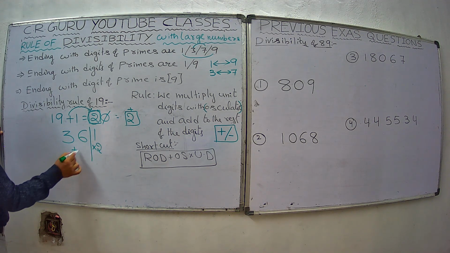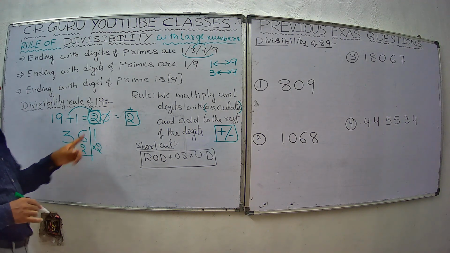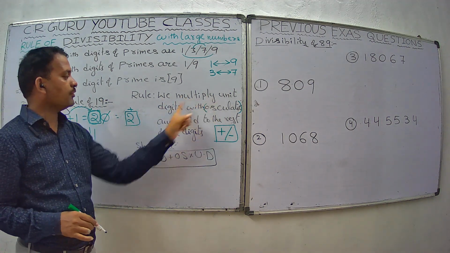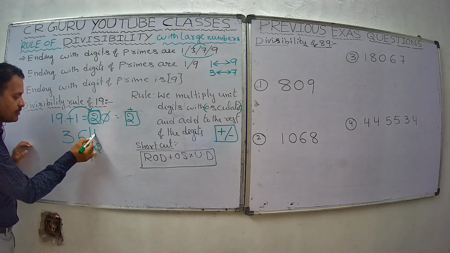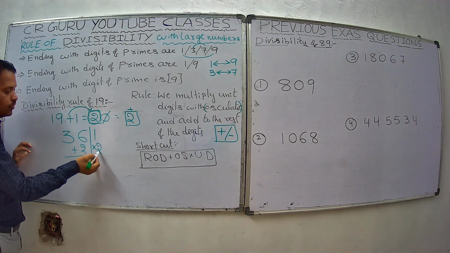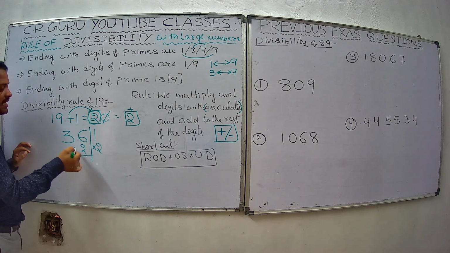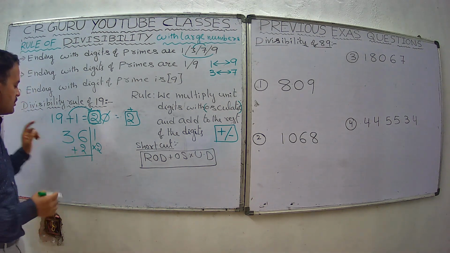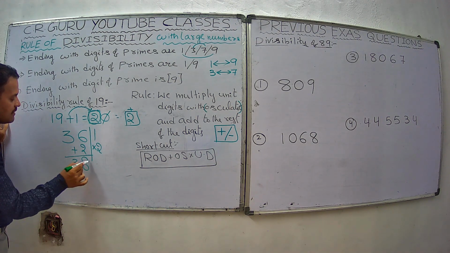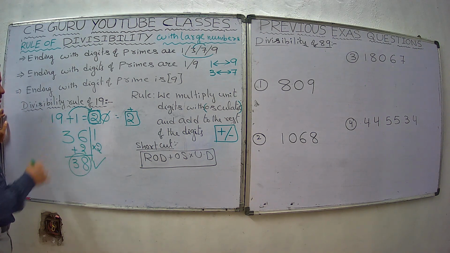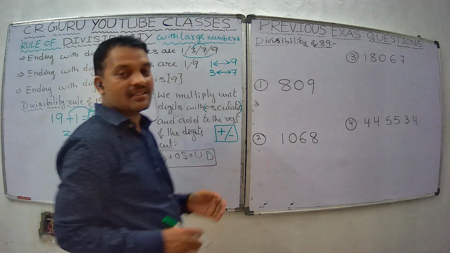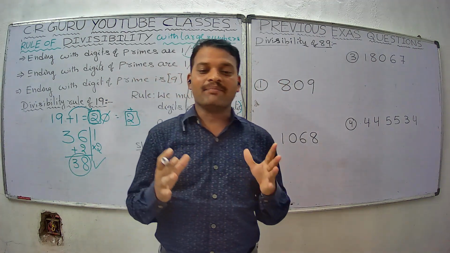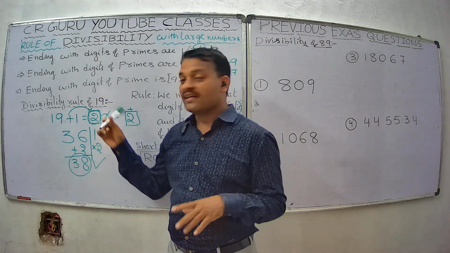1 twos are 2. Now add it to the rest of the digits. We multiply the unit digit with the oscillator, 2, and then add this result to the rest of the digits, which are 36. Adding 2 gives 38. Is 38 divisible by 19? Yes, because 19 twos are 38. So 361 is also divisible by 19, my dear friends.